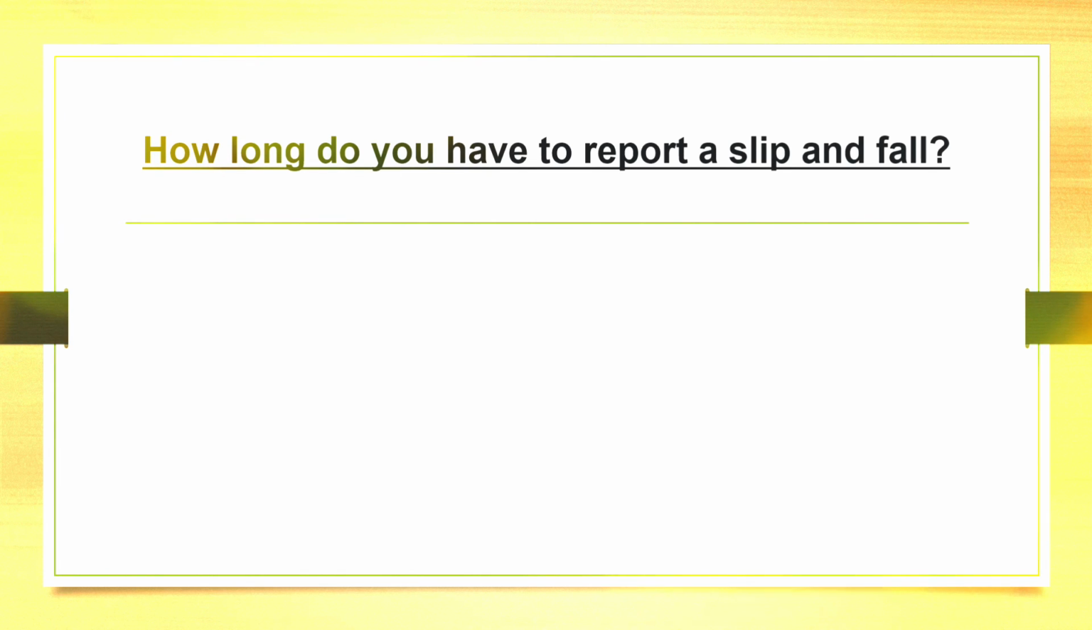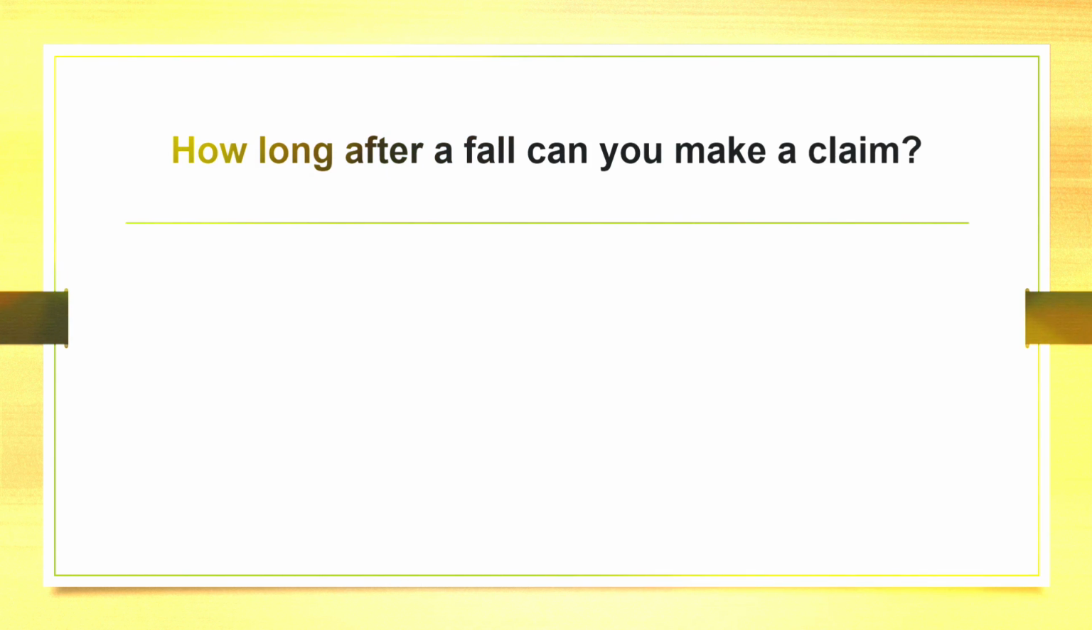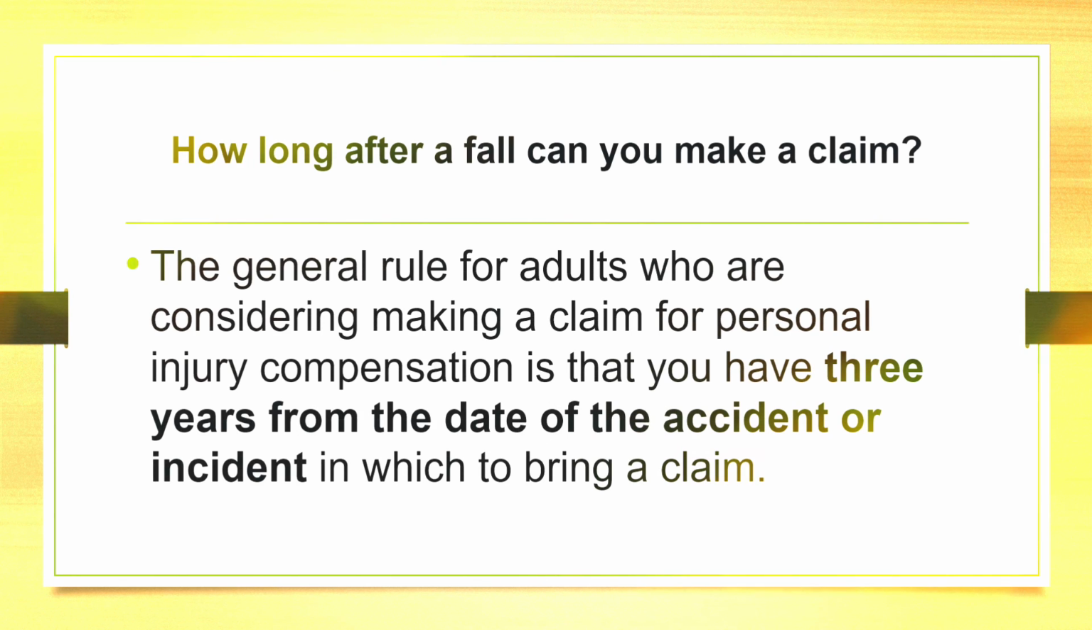How long do you have to report a slip and fall? In most cases, you must file within 6 months. Many stores and businesses are targets of phony slip and fall claims. Their attorneys will search diligently for any signs of your negligence. How long after a fall can you make a claim? The general rule for adults who are considering making a claim for personal injury compensation is that you have 3 years from the date of the accident or incident in which to bring a claim.